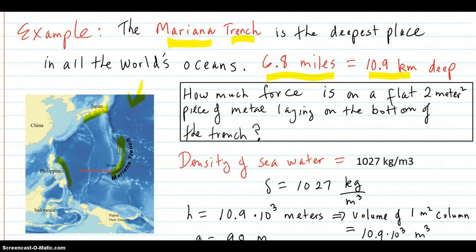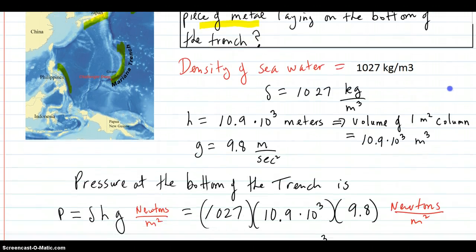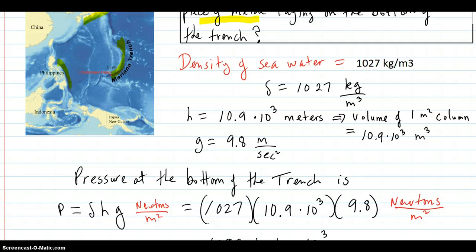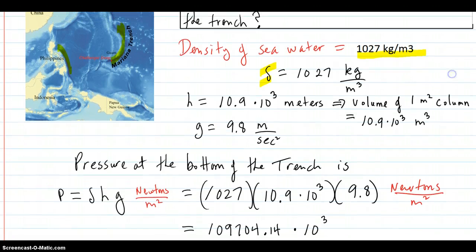Okay, so the question is, how much force is on a flat 2 square meter piece of metal laying on the bottom of the Mariana Trench? So we have to know the density of the seawater. Well, we looked that up. It's 1,027 kilograms per cubic meter. So that's what the density is. Then what kind of h are we dealing with?